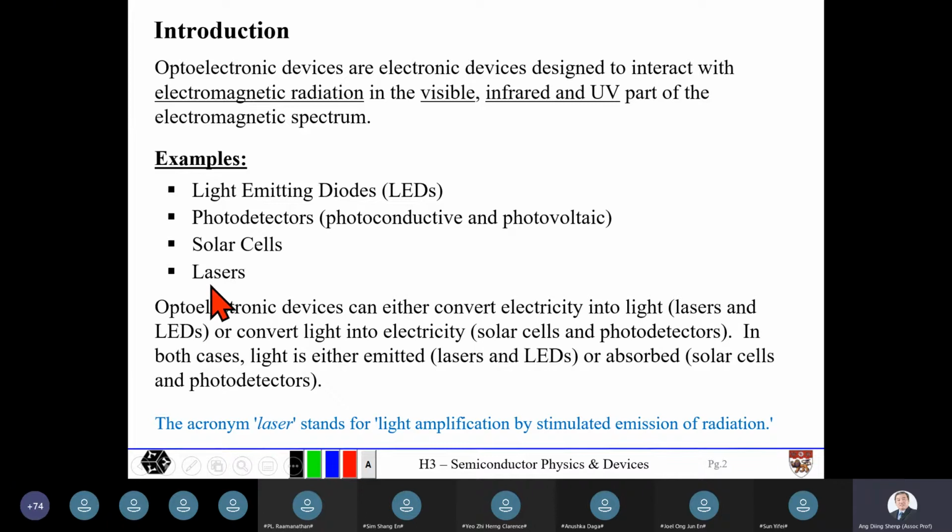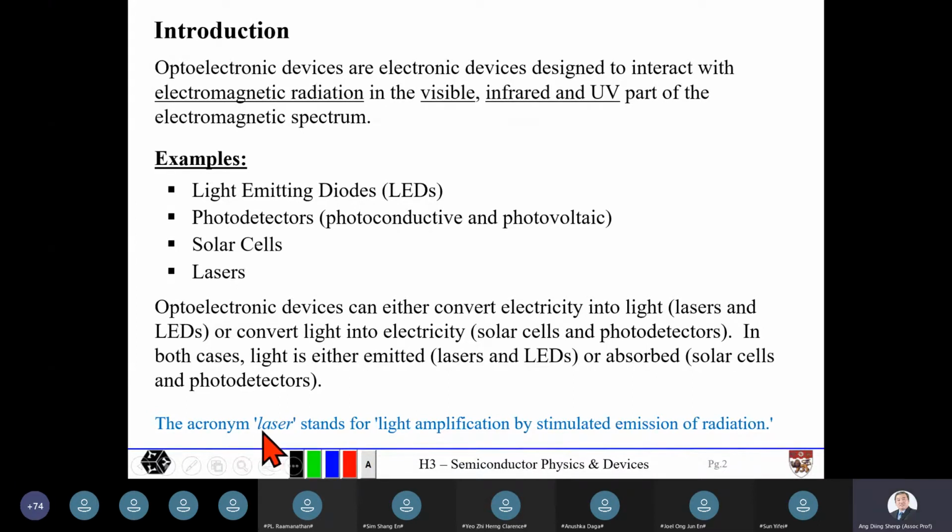Now, another very common example is laser. I'm sure you know what a laser is. By the way, the word laser is actually not a formal English word, right? It's not a proper English word. It's actually an acronym, which stands for light amplification by stimulated emission of radiation.